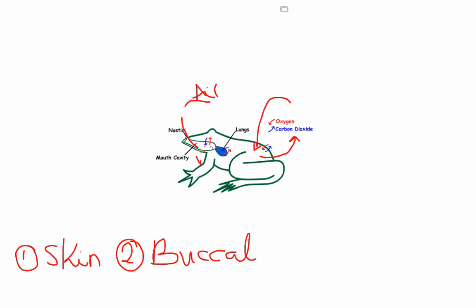And once that has happened, what the amphibian will do is it will raise the floor of the buccal cavity so that the pressure here will remain high. The pressure within the buccal cavity will be high, and this will force the flaps in the nostril to open, and the air will be given off. Sometimes it also uses the lungs to respire.